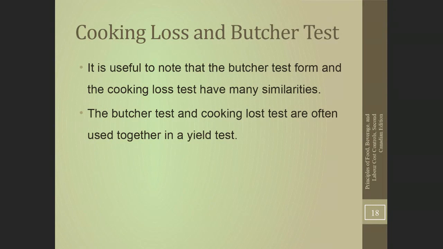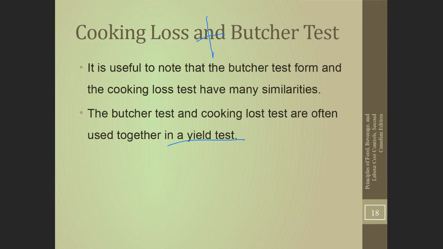Now, if you take these two things and smash them together, if you add the two tests together, it creates what we call a yield test. A yield test is pretty much just a cooking loss test and a butcher test put together in order to find the portion cost for something that needs to be both butchered and then portioned after it's cooked.